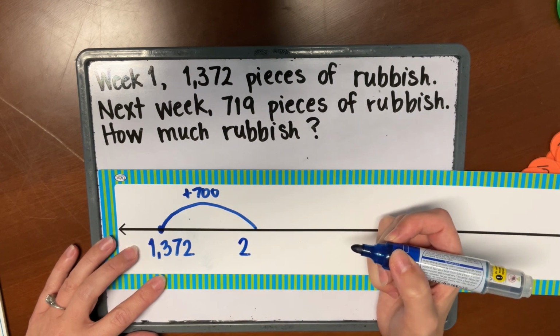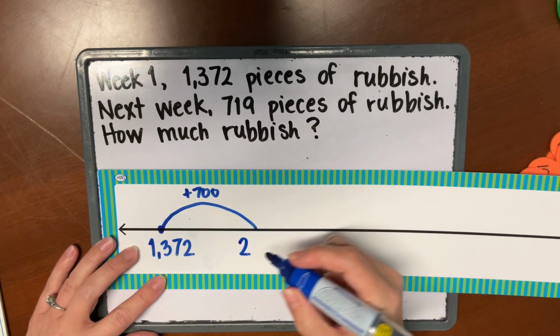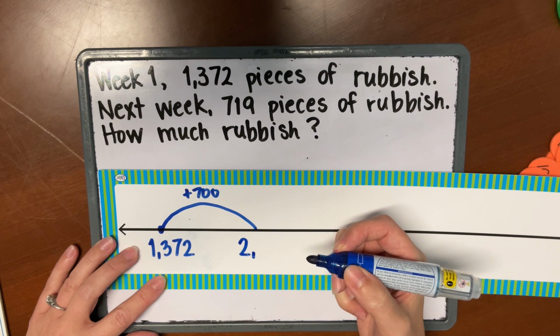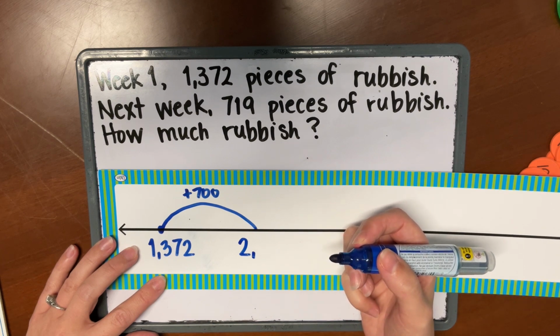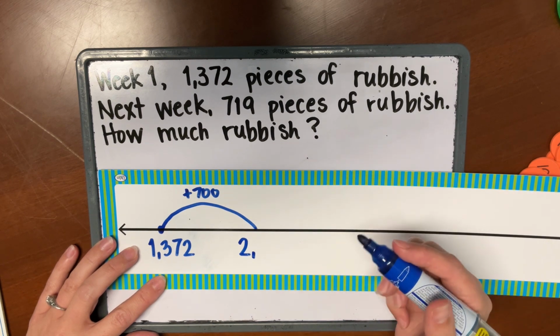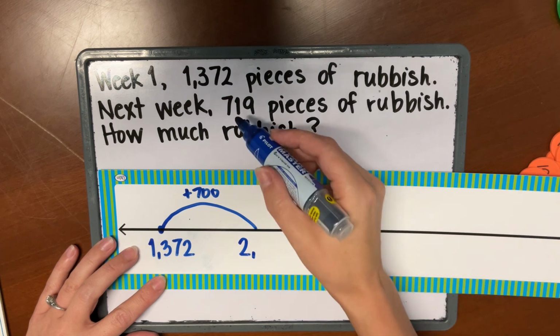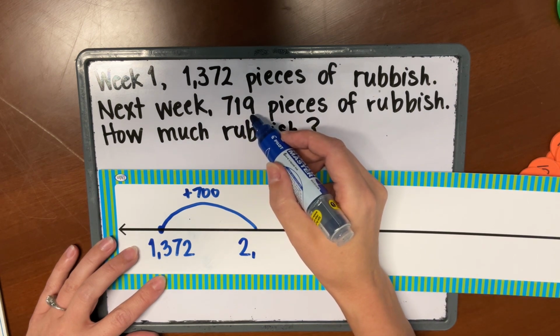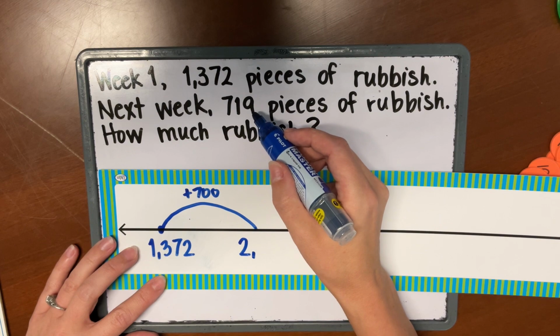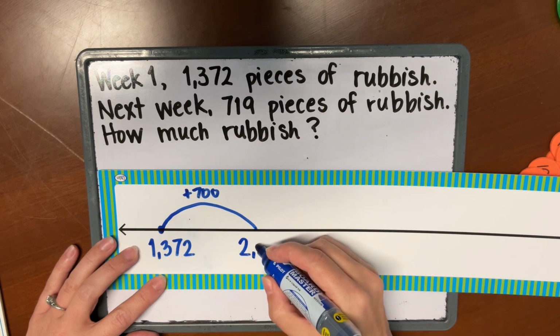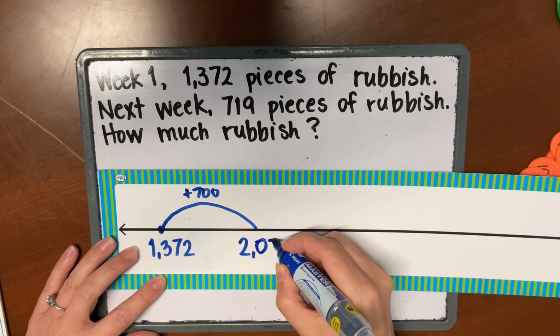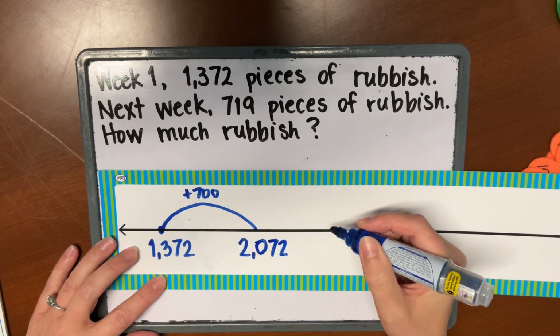I'm already noticing I have a mistake. And I can see why. Did you see it in my video? Let's keep going and see if you can figure it out. Okay, and then I have 19. 19 is really close to 20. So right now I have 2,072 because I added the 700 and 300.